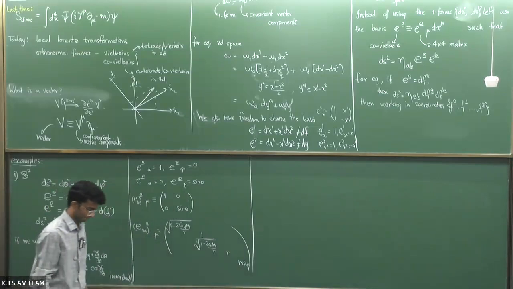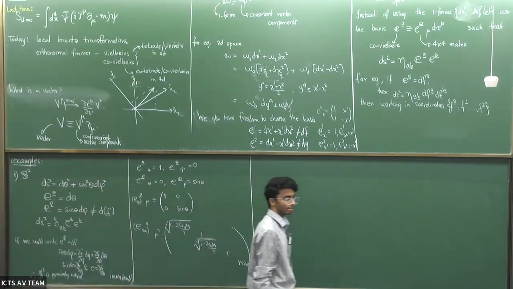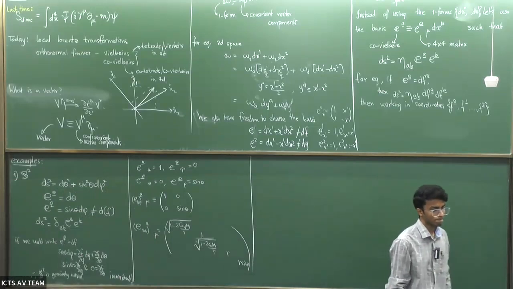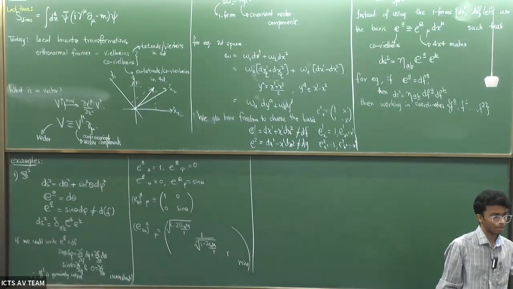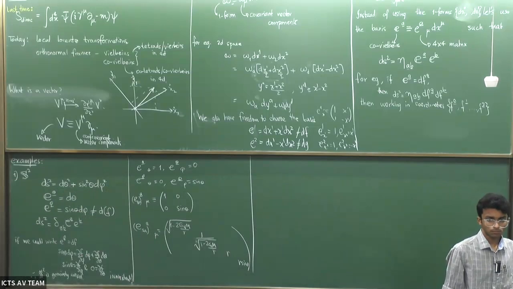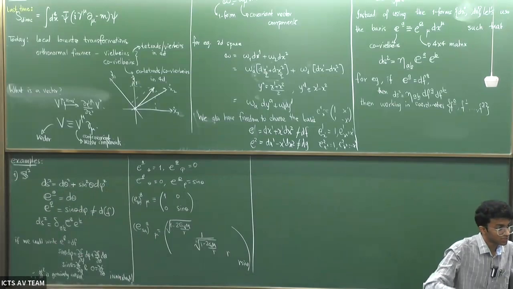Because the sphere is not. No, I'm not saying that. I'm saying, using this one form, I'll write delta AB e^A e^B. That is not the same as the metric on S^2. What do you mean? I'm constructing a metric. So that's not the metric for the sphere.